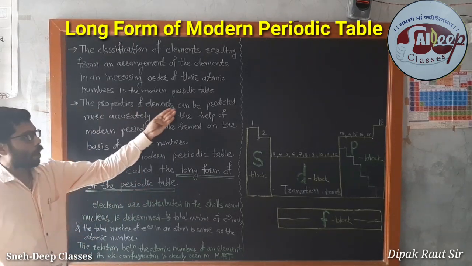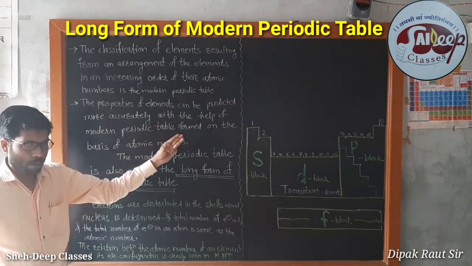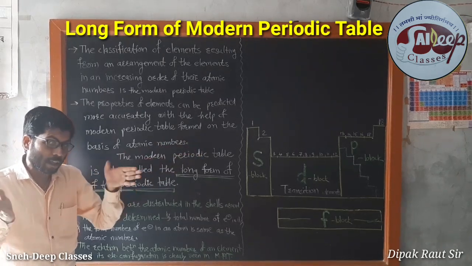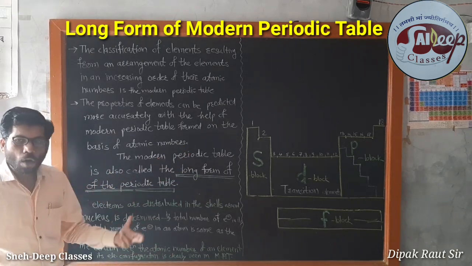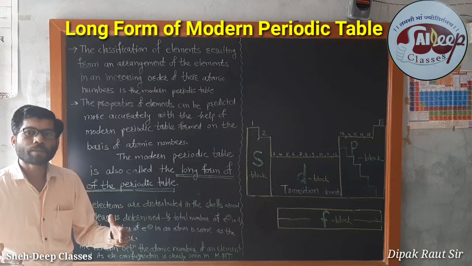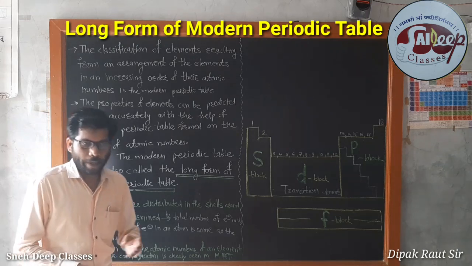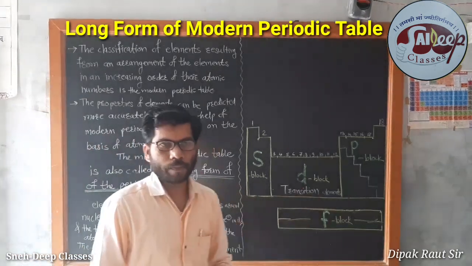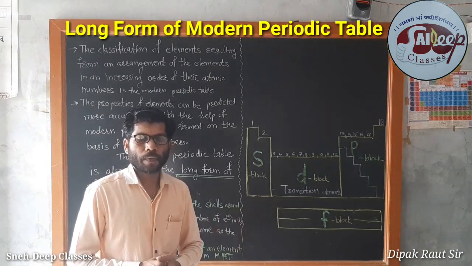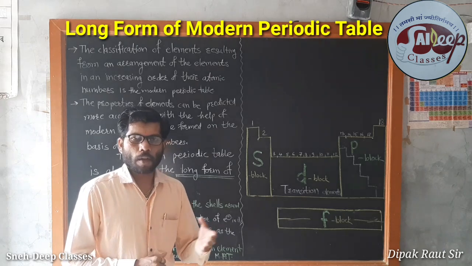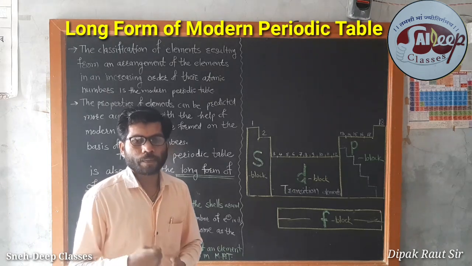The properties of elements can be predicted more accurately with the help of the modern periodic table formed on the basis of atomic numbers. The modern periodic table is also called the long form of the modern periodic table. In the previous standard, that means the 9th standard, we saw atomic numbers, number of electrons, and atomic mass numbers. Atomic number is denoted by Z, and atomic mass number is denoted by A.